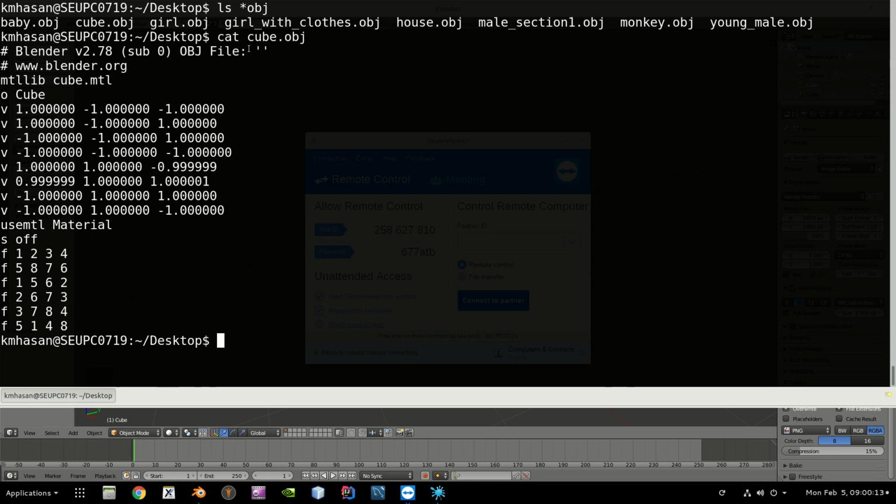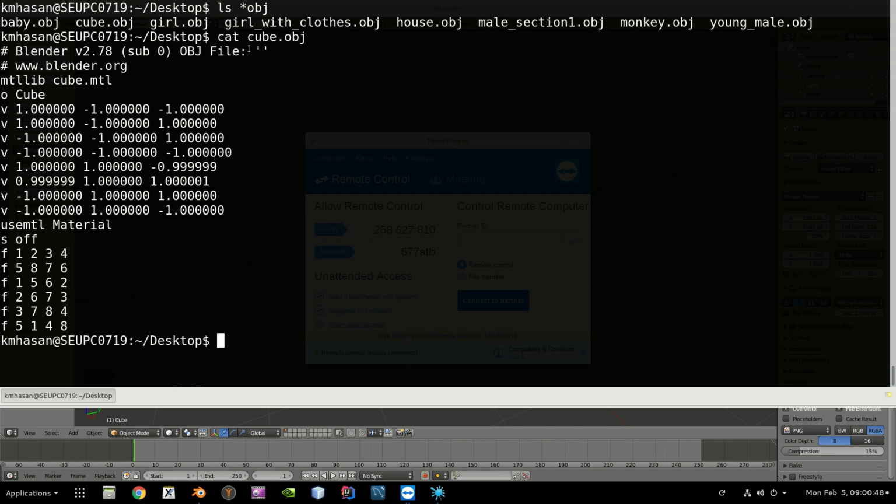That's better. So if you look at this file format, we need to understand what each of these lines is saying. On the very first line, you see a pound symbol. It says Blender version 2.78, then the Sub-Zero OBJ file, and after that another pound symbol. It says www.blender.org. These lines all start with a hash sign, and for this OBJ file format, any line that starts with a hash sign is treated as a comment line. So you can ignore that.